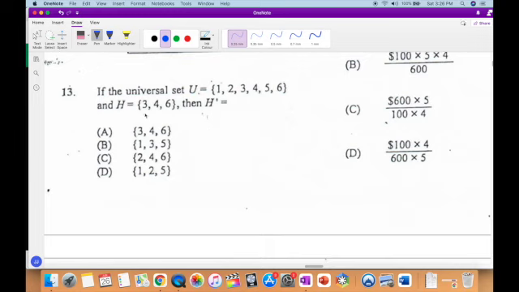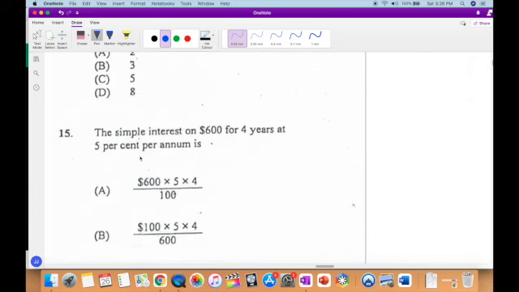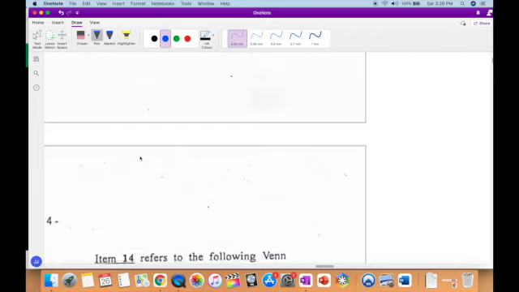So H complement is everything that is not in H. So I do not want 3, I do not want 4, I do not want 6. So it's 1, 2, and 5. D. H prime, yes?